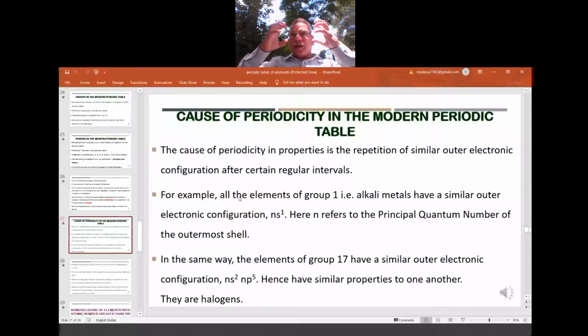That pattern is there, no? That pattern repeats. After the noble gas, sodium comes. After one more noble gas, potassium comes. After one more noble gas, krypton comes, argon comes, xenon comes, like that. So after a certain gap, the electronic configuration repeats in the same pattern. Because of this reason, they show similar properties, and this is the cause. Why do we have the repetition of the properties after a certain time interval.